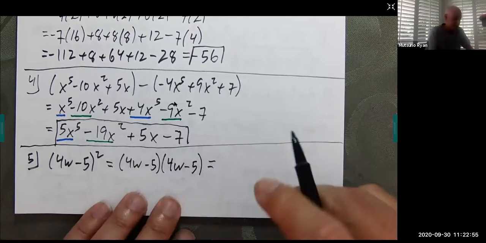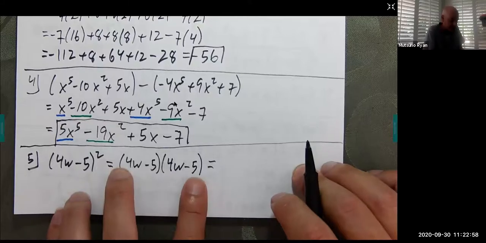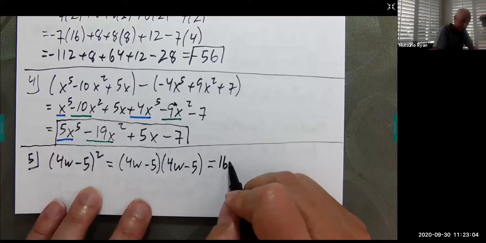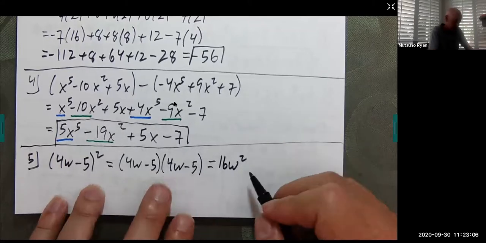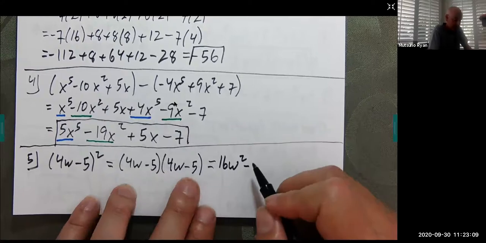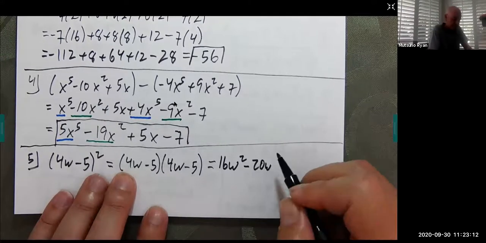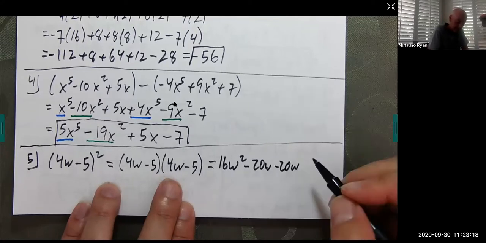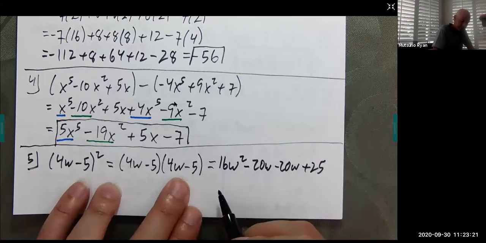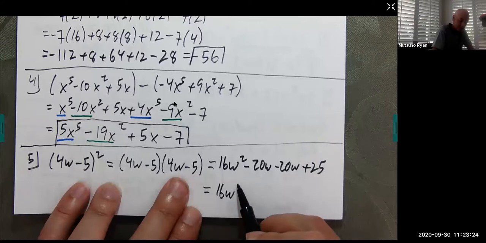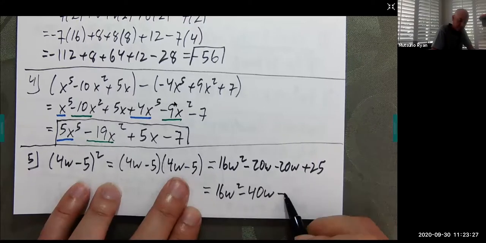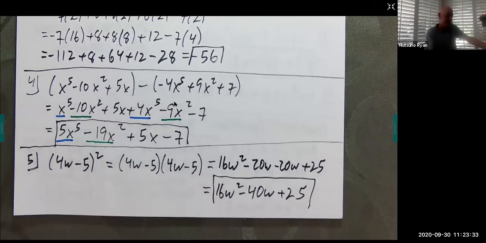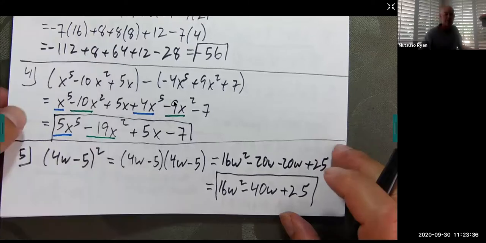So I'm going to perform FOIL. FOIL, again, is the first terms I'm going to multiply, the outer terms I'm going to multiply, the inner terms I'm going to multiply, and the last terms I'm going to multiply. So 4w squared is 16w squared. Negative 5 times 4w is minus 20w. Negative 5 times 4w is minus 20w. And negative 5 times negative 5 is plus 25. And combining my like terms gets me there. All right, we're moving on.